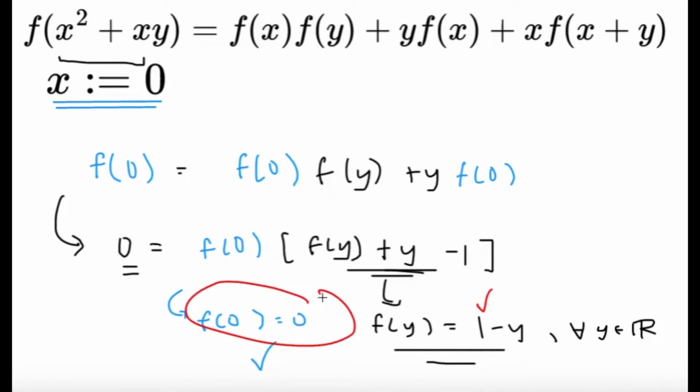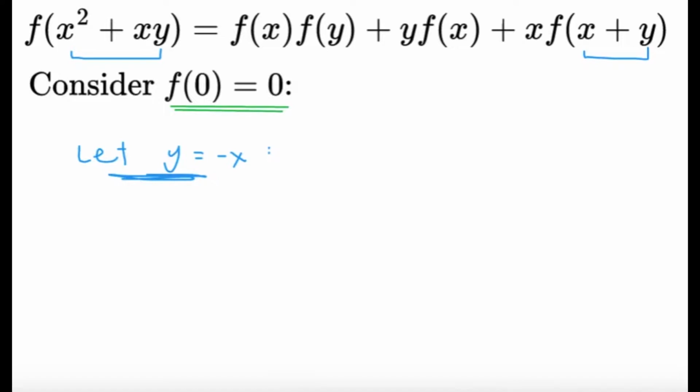Now let's consider the case where f of 0 equals 0. Since we want to use the fact that f of 0 equals 0, let's make y equals negative x. Since it's going to make these two highlighted terms f of 0. As mentioned, f of x squared plus xy, if y equals negative x, this is just 0. So I'm just going to put 0.